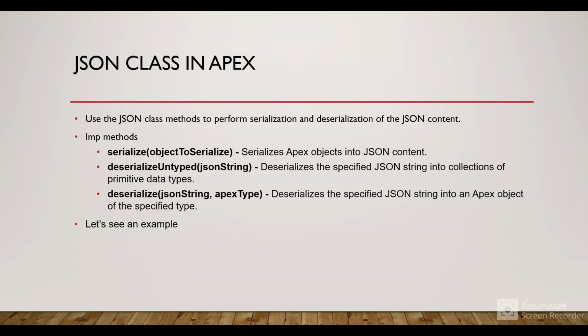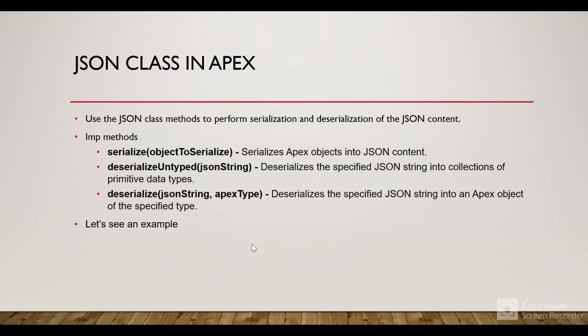So firstly, let's go through the JSON class in Apex. As I said, it is used to perform serialization and deserialization of the JSON content. Important methods of this class are serialize, deserializeUntyped, and deserialize. Serialize is like, we'll provide an Apex object or a map, and this method will convert it into JSON content. Then what is deserializeUntyped? We'll provide this method a JSON string, and it will convert it back into Apex primitive data types.